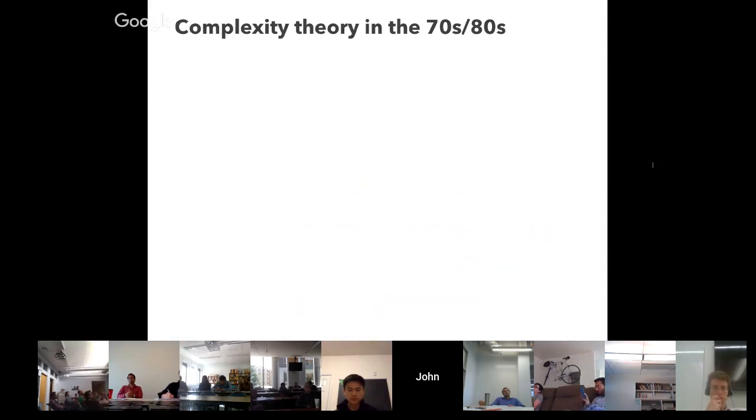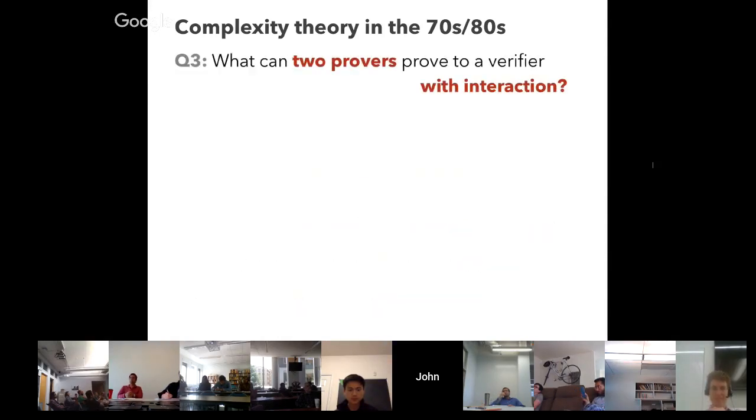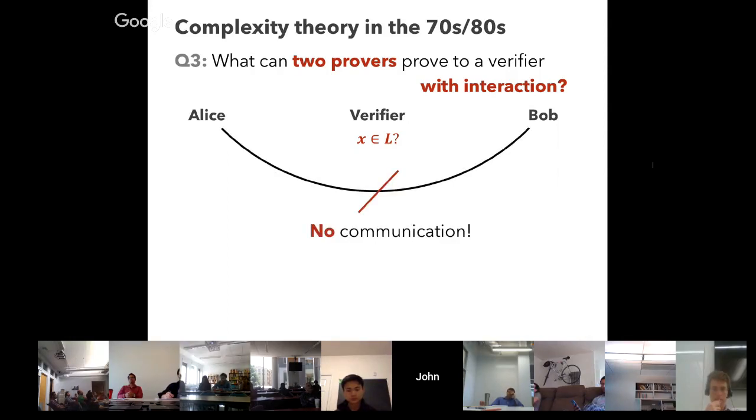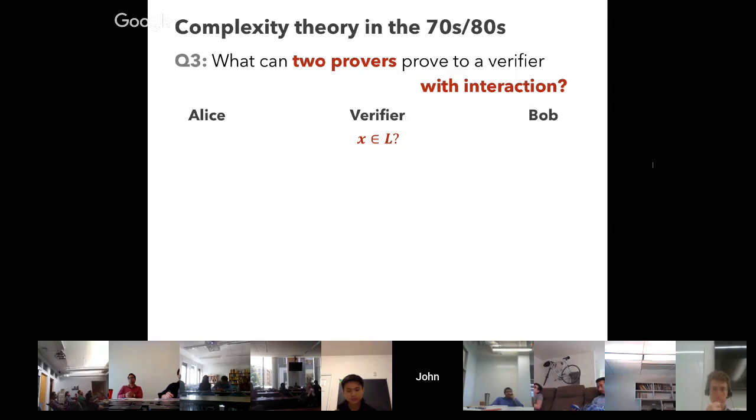At this point, you can just go crazy and extend these models even further. So why just have one prover? Why not two or multiple provers? Now the setting is the following: you have a verifier and two provers, which I'm going to name Alice and Bob for the rest of this talk. The provers are not allowed to communicate with each other.